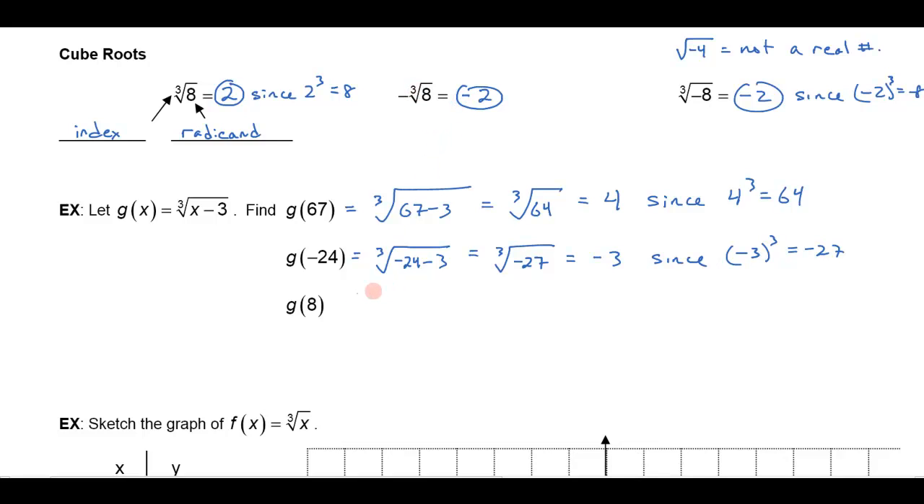All right? If I wanted g of 8 down here, that would be the cube root of 8 minus 3, which is the cube root of 5. Now 5 is not a perfect cube. I know that 2 cubed is 8 and 1 cubed is 1, so I would guess that this is going to be 1 point something. 1 point something times itself 3 times to give me 5.